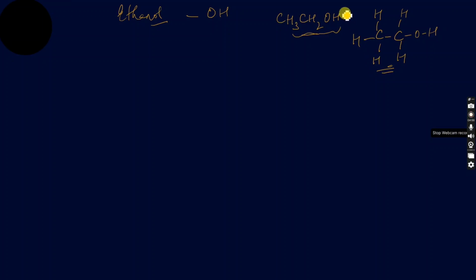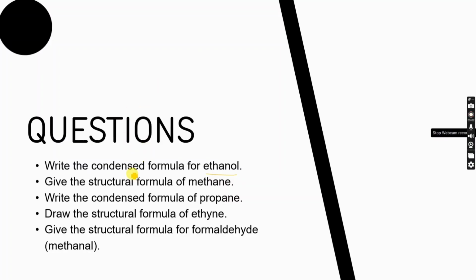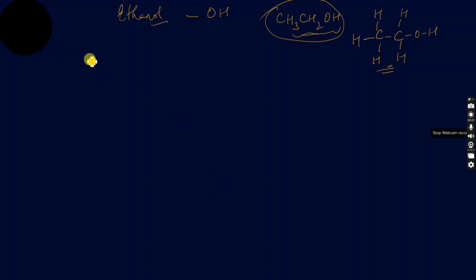Here you have to draw the structural formula of methane. The structure you have to draw. So methane is an alkane, the first member of the alkane family. So the formula is what? CH4. Meth means single carbon. ANE means single bond. So one carbon, and the rest will all be hydrogen atoms. So this is the structural formula of methane.